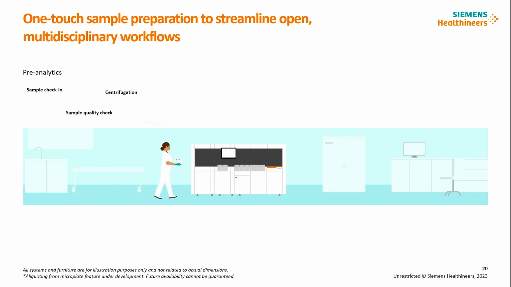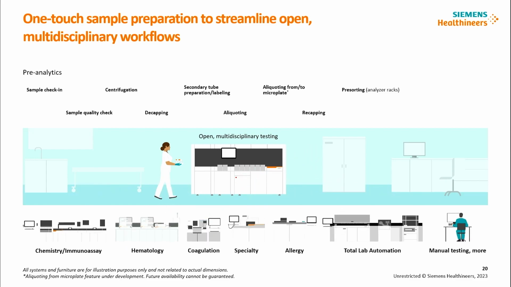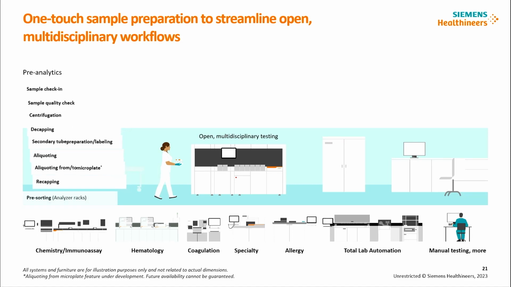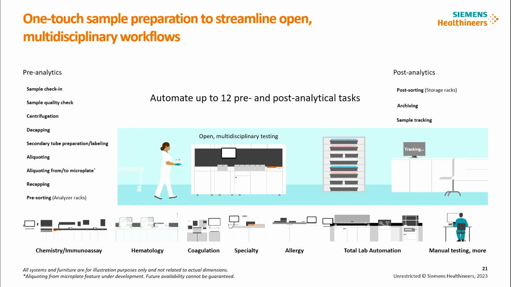We know inside the lab there are a lot of pre-analytical steps, okay, once we receive the sample inside the lab. So the TTA will help us to automate these pre-analytical steps. Whenever the sample is loaded to the TTA, it immediately has the sample check-in, sample quality check, centrifugation, decapping, aliquoting, recapping, and the most important is the pre-sorting of the sample on specific racks. So here, all that is needed from the end user is to take these specific racks and load them to the analyzer. Okay, so it's open to accommodate other analyzers that are available inside the lab.